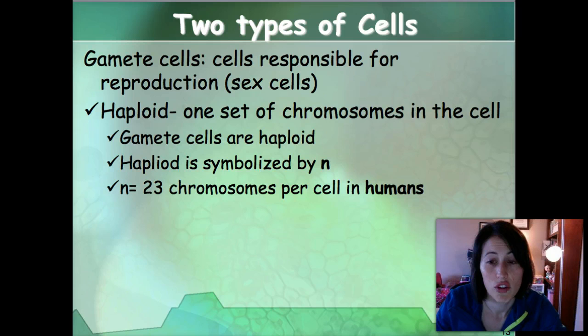That means there's 1 set of chromosomes in the cell. Every single gamete cell is a haploid cell, and I remember haploid sounds like half, so that has half of what a diploid cell is going to have. It's symbolized by 1n. So in humans, gamete haploid cells have 23 chromosomes. Okay, now remember, that's specific to humans.